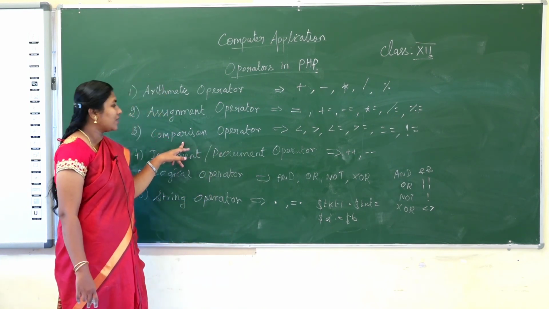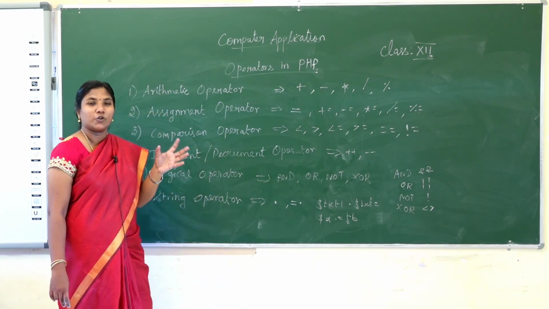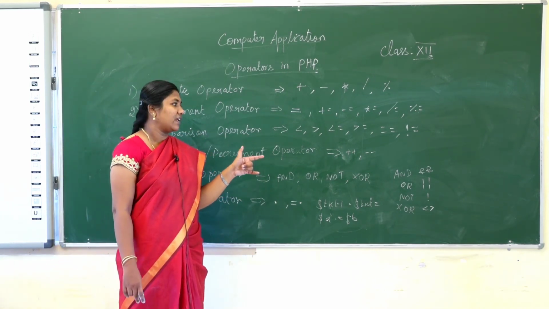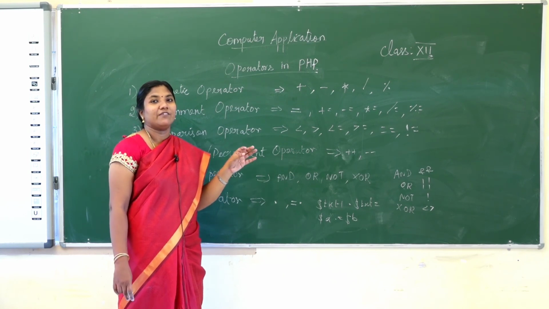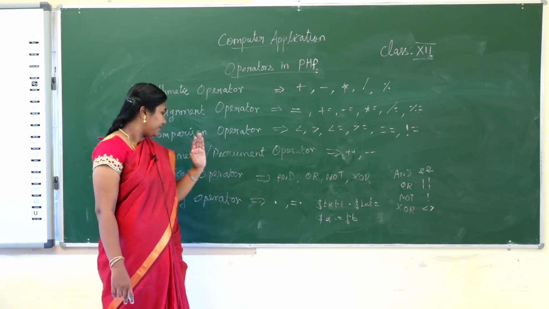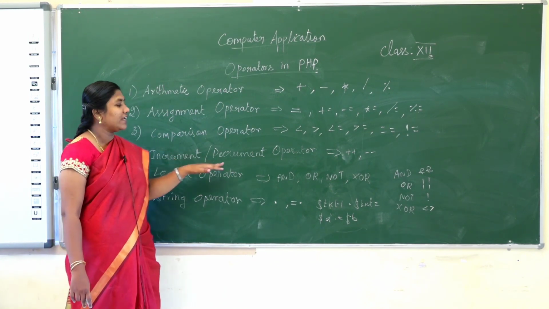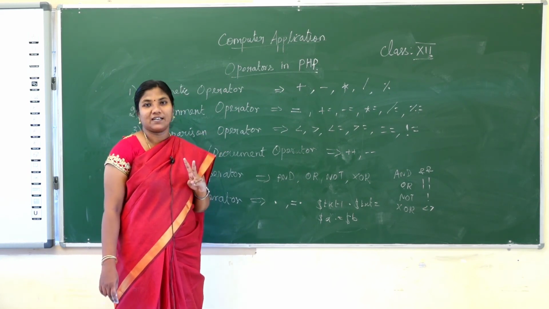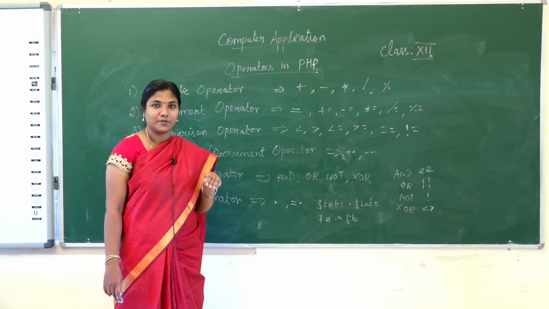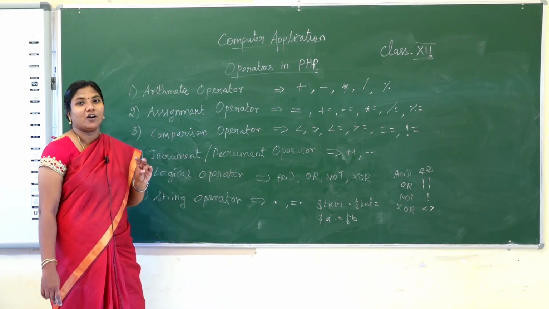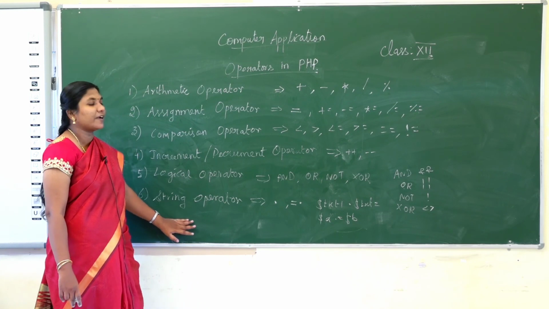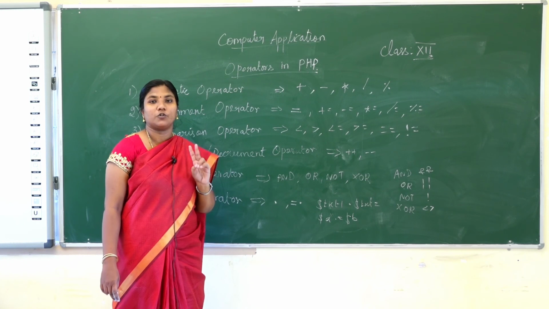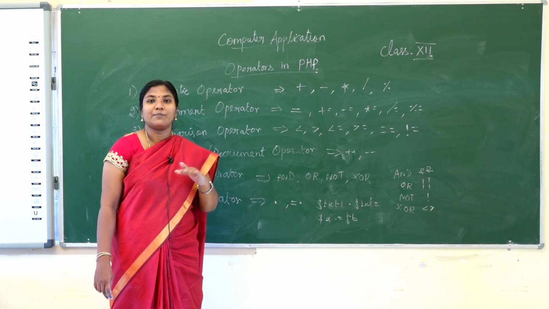And the next one, comparison, is used for comparing two values. It can also be called relational operators: less than, greater than, less than or equal to, greater than or equal to and not equal to. They give the values as true or false, that is, boolean. The fourth one is increment decrement: post increment, pre increment, post decrement, pre decrement. Next, logical: and, or, not and XOR. And the last, string operators, has 2 types: concatenation and append, that is dot and equal to dot. Okay students, with this chapter 4 gets over.